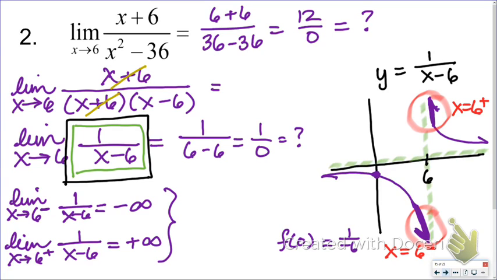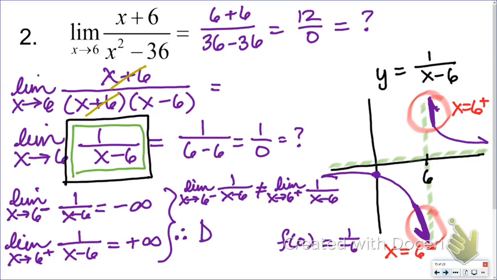They are not equal. The limit as x approaches 6 from the left of 1 over x minus 6 does not equal the limit as x approaches 6 from the right. Therefore, the limit does not exist. Okay, moving right along here.